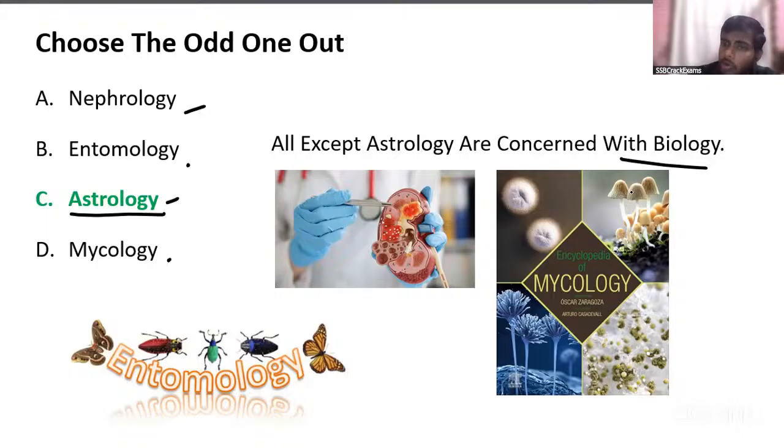Not only nephrology, but mycology is also there, and entomology is about insects and everything they study. These all things are connected with biology, but is astrology connected to biology? Give me the answer. No, no, this will be the answer. Again, I am informing you, this is just the class of reasoning, which will be helpful for you. It will help you connect the portions you have completed in English, in mathematics, or in the GK portion. All the things combined you have to apply here.